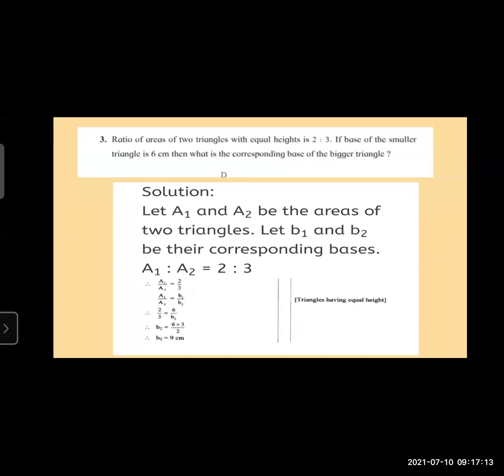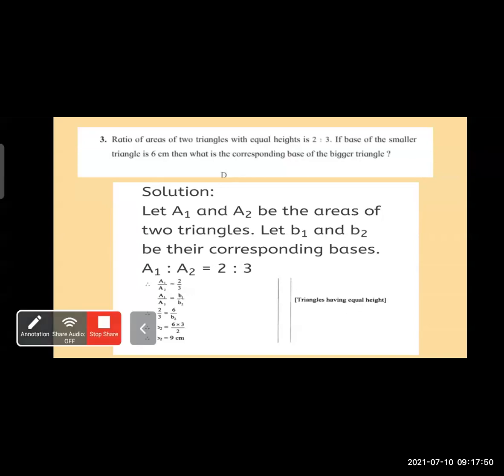So here let A1 and A2 be the areas of the two triangles. A1 is the area of the first triangle and A2 is the area of the second triangle. Let B1 and B2 be their corresponding bases. For triangle A1, its base is B1. For triangle A2, its base is B2. The ratio of areas is given: A1 is to A2 is equal to 2:3. Now we have A1 by A2 is equal to 2:3. See, they say that they have a common height.